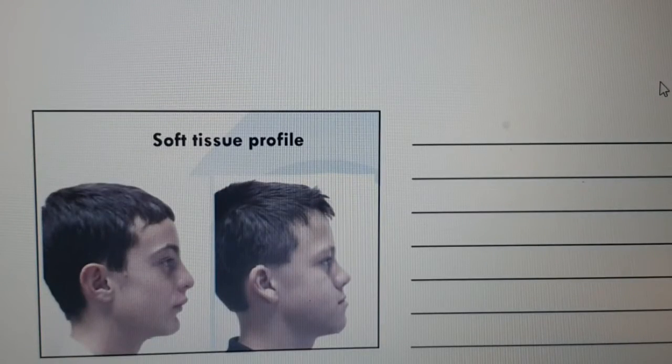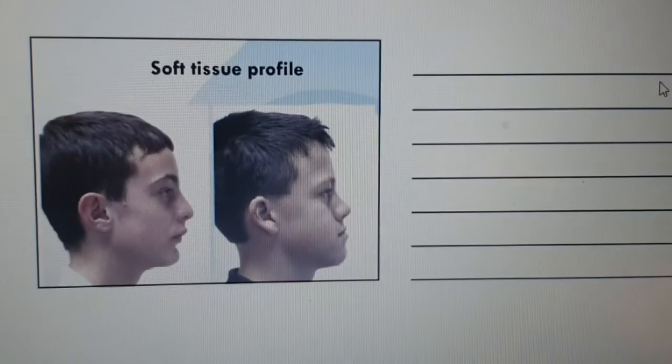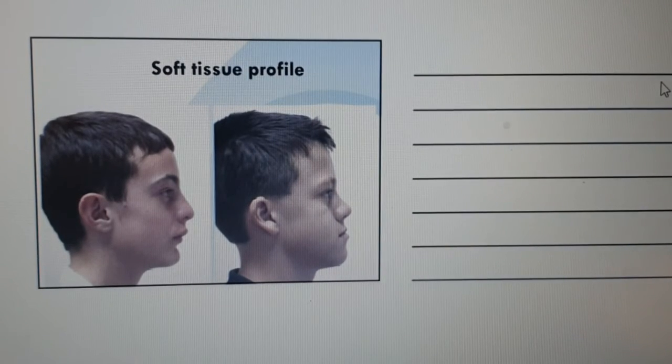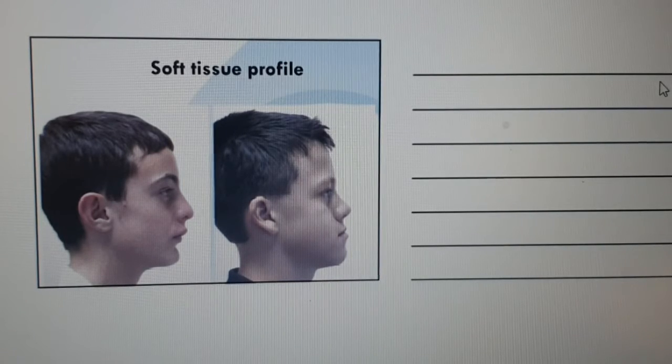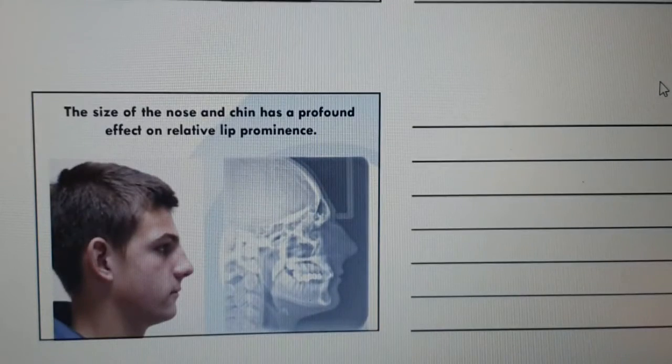So this is just an example of a patient's soft tissue profile. This would be typical of a class 2 division 2 patient. This would be typical of a class 3 patient on our right-hand side. So those are some of the pictures that a dentist or a surgeon or specialist may ask you to assist in taking.